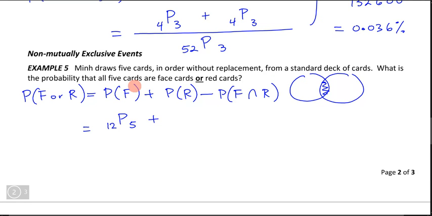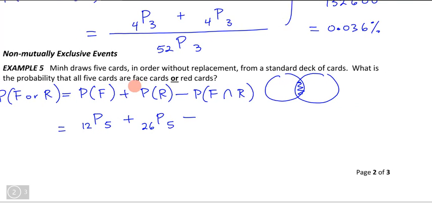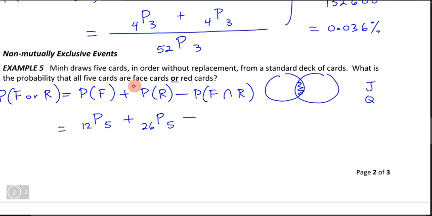plus we're drawing 5 cards given a set of how many red cards do we have? So we have 26 red cards, so 13 diamonds, 13 hearts, minus the intersection of the 2. So you have to do a little bit of counting. What are the red and face cards? We have the Jack, Queen, King of Hearts, and Jack, Queen, King of Diamonds. So we have 6 to choose from. So we're looking at arranging 5 cards from a set of 6.